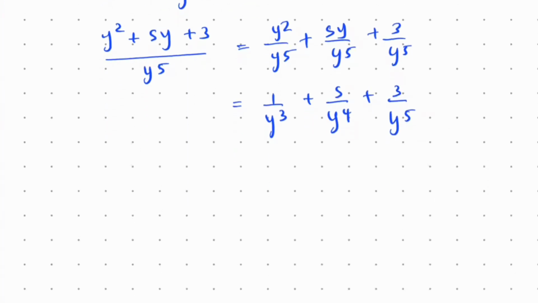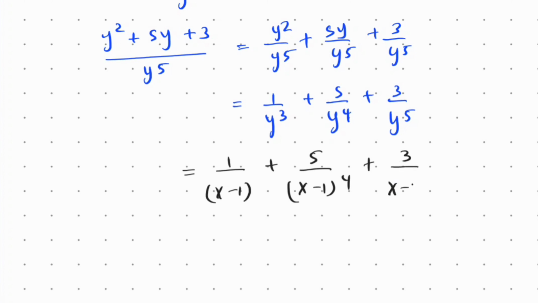Now if I backward substitute, I have my answer. So since y is equal to x - 1, it is 1 over (x - 1) cubed plus 5 over (x - 1) to the power 4 plus 3 over (x - 1) to the power 5.